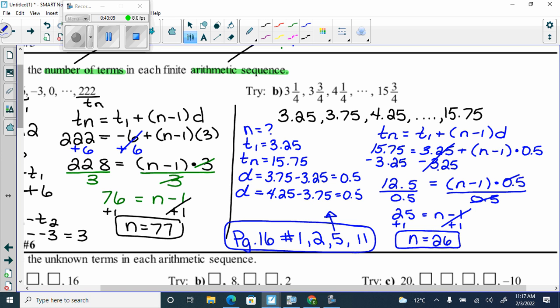So that's the homework. We're going to finish up arithmetic sequences tomorrow. If I had time to work on it, I would work.